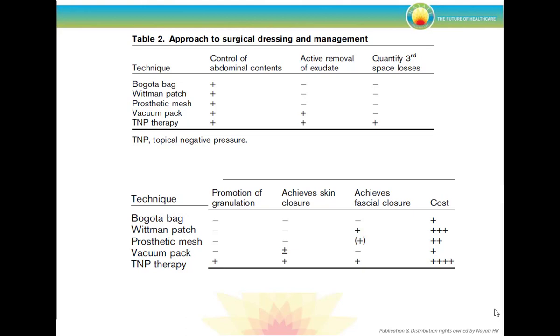So various other devices that we have, we can use the Bogota bag, which we have most commonly heard of. There are various other patches. We have prosthetic mesh, or we have topical negative pressure, as I have shown. There are various advantages. So the best will be with the topical negative pressure, but it comes with a significant cost.